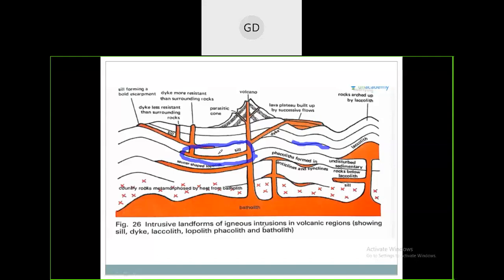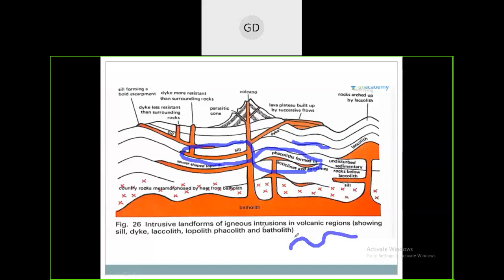Okay, so next one is your phacolith. Here you can see, this part, it is a phacolith. So what is a phacolith? These are very small sized intrusives that occupy the positions of troughs and crests. I think this structure is happening here.